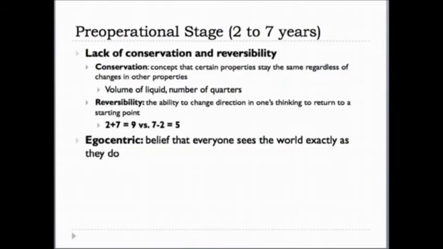So after the sensory motor stage, children move into the preoperational stage, which is roughly from the ages of 2 to 7. So some key tasks and unique features of the preoperational stage are a lack of conservation and reversibility, as well as egocentrism. So conservation is the idea that properties stay the same regardless of changes in other properties.